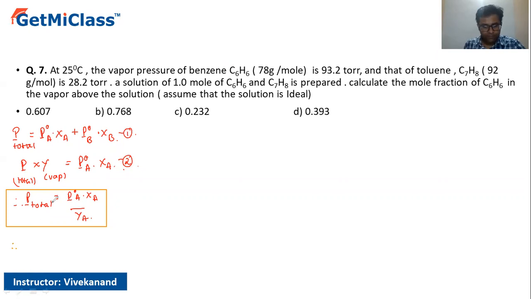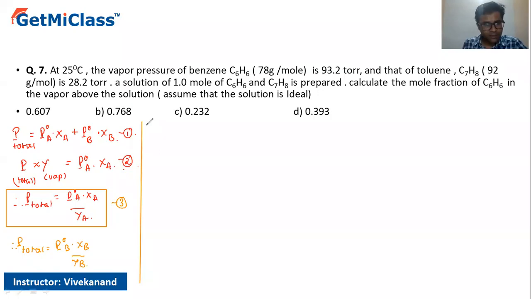Now, substituting the values. If we have taken this for A, let's say this is the third one. The same goes with respect to B, that is P total equals P of B into chi of B, the whole thing divided by Y of B, right? So now let's substitute all the values that we have.